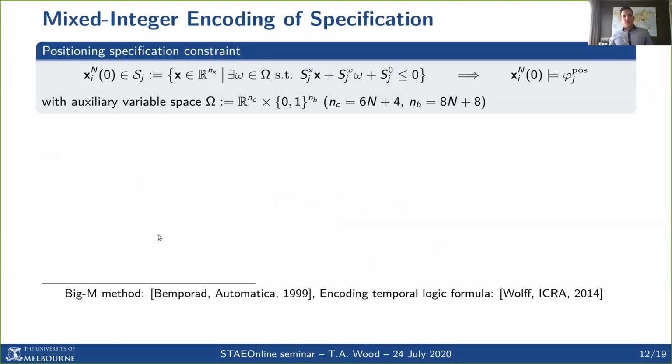And so we have defined all our propositions and our specification. Because our propositions are associated with these polyhedral sets, we can write constraints that are linear in the state, and we introduce an auxiliary variable, which is mixed integer, so it has continuous valued variables and binary variables. We can encode the constraint of satisfying the proposition as a mixed integer constraint, but it's a linear mixed integer constraint.